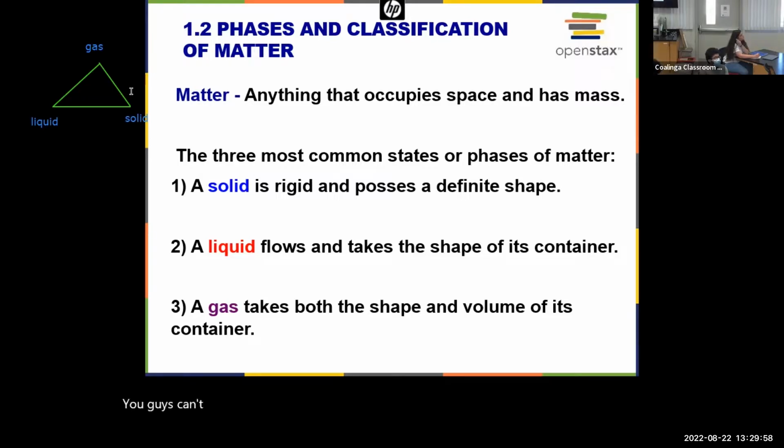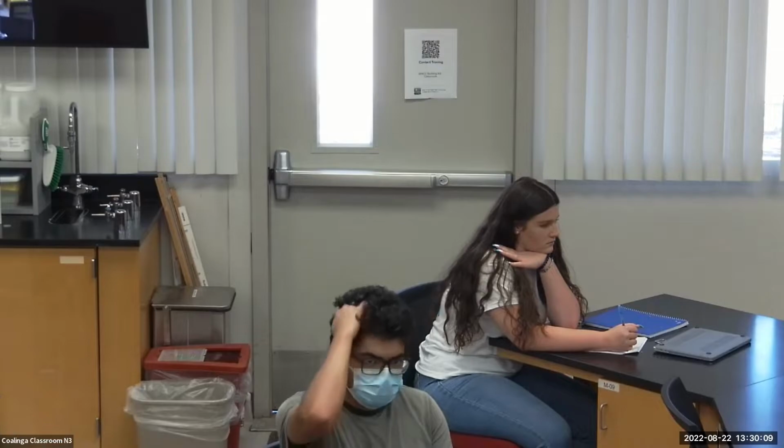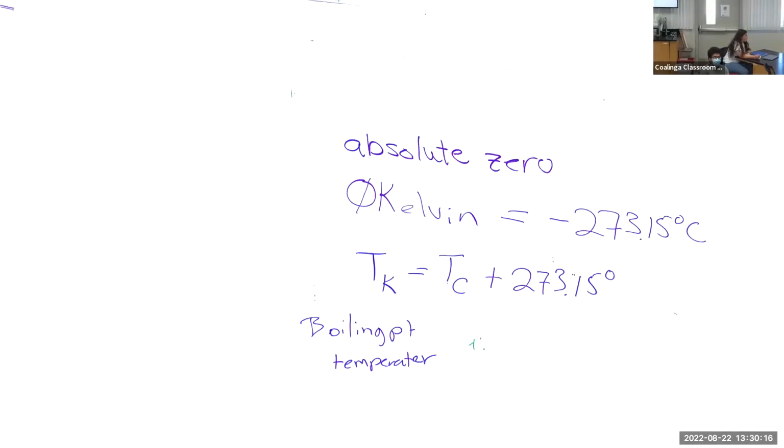Oh, you guys can see over there. I knew I'm getting exercise, going back and forth. Third grade handwriting, let me fix that.